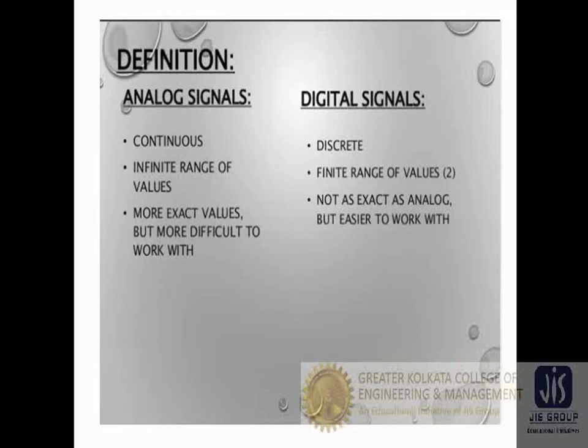In the case of digital signals, it is discrete in nature, with a finite range of values, not as exact as analog but easier to work with. That means it is easier than the analog signals. Both have their pros and cons. That means both have their advantages and disadvantages in our system. We first explain the analog signal. After that, we will explain the digital signal.